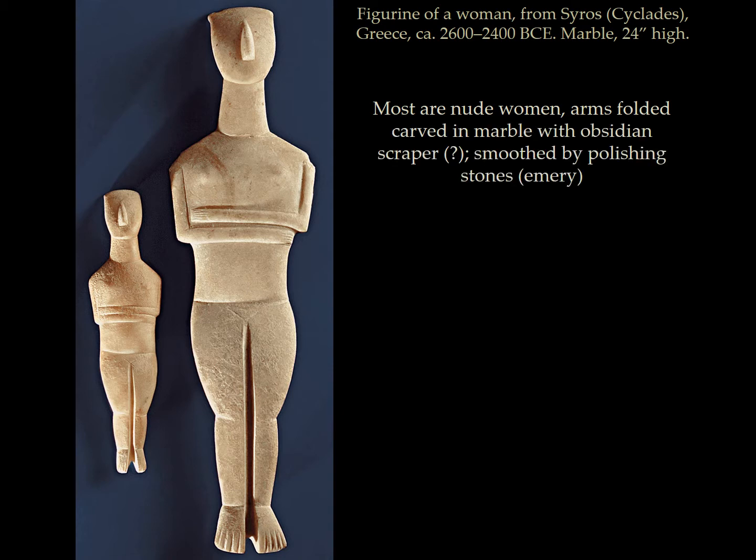So we find that they're carved in marble with an obsidian, that being a volcanic glass scraper, and then polished to be very smooth at the end using emery stones. These are found in both graves and settlements in the Cyclades, in the surrounding islands, and so we know that they were used for different purposes, not only funerary purposes, but to also mark different occasions.